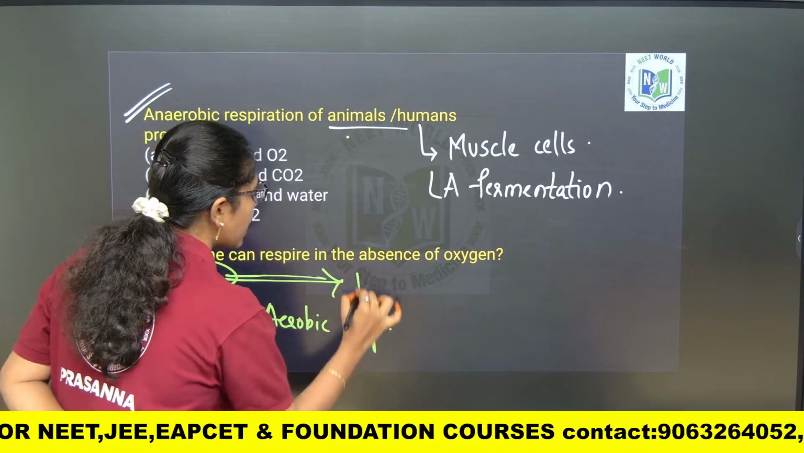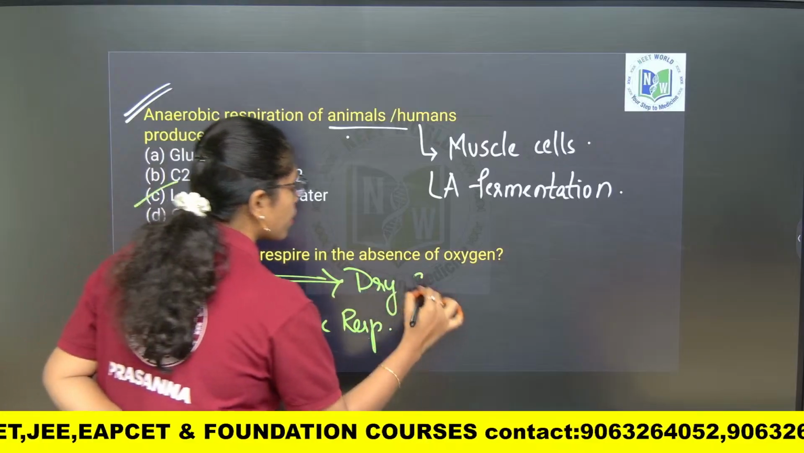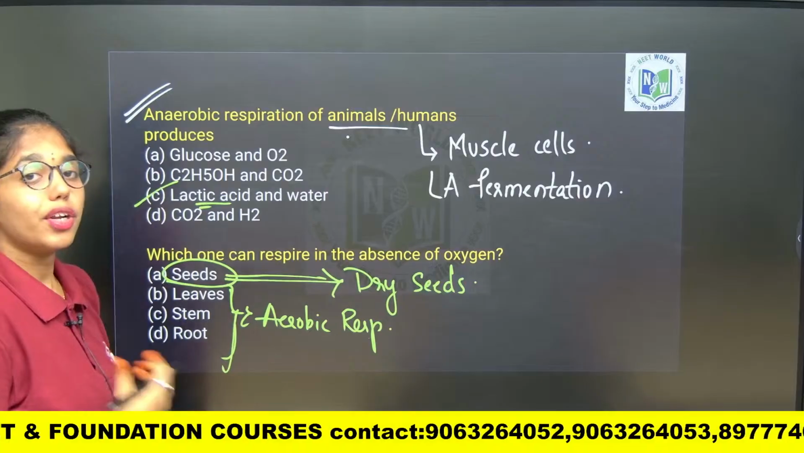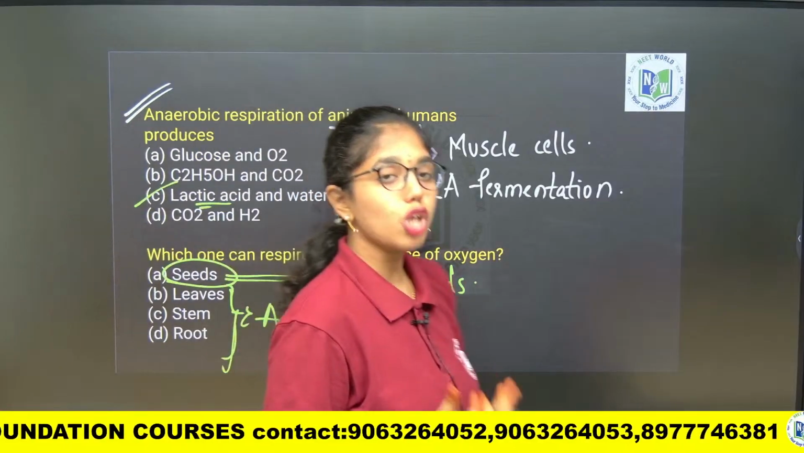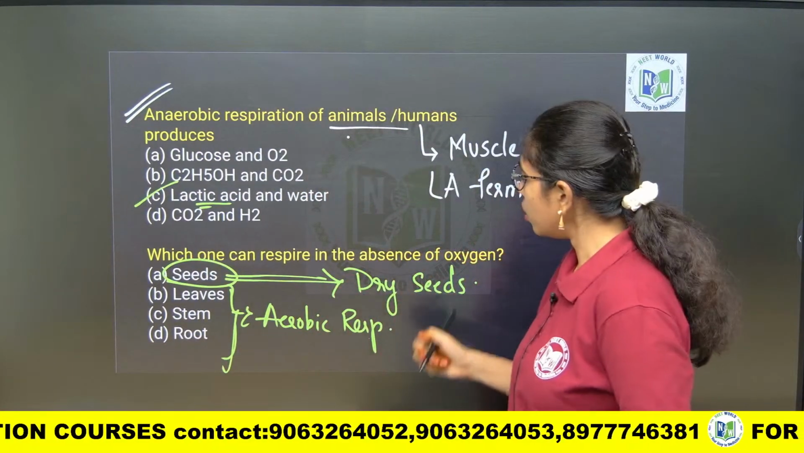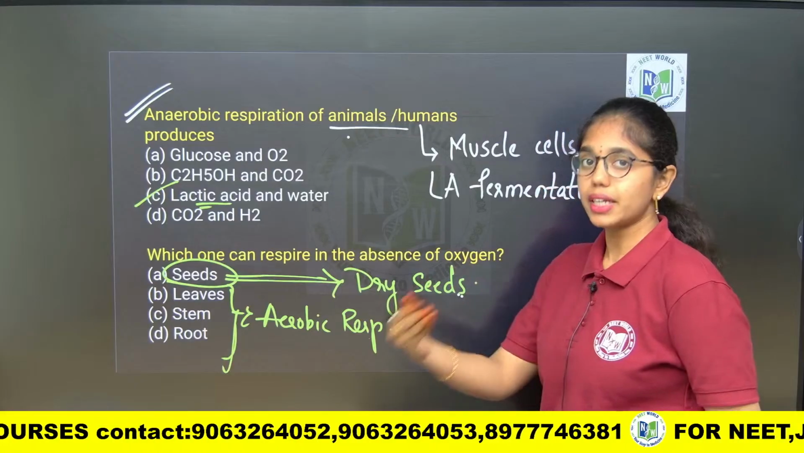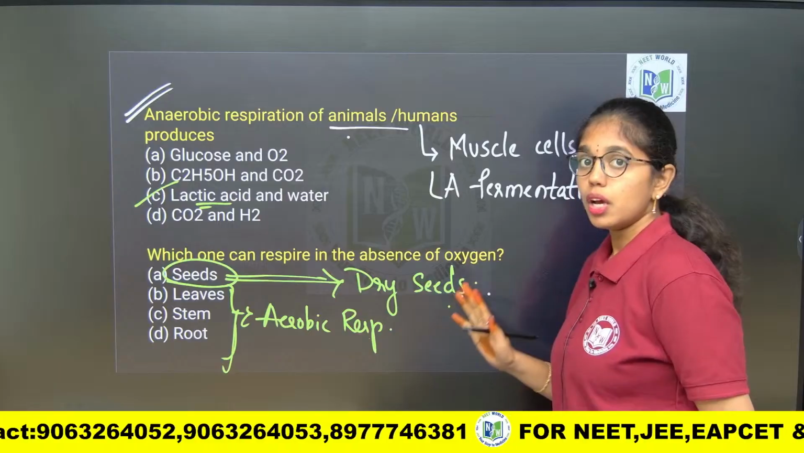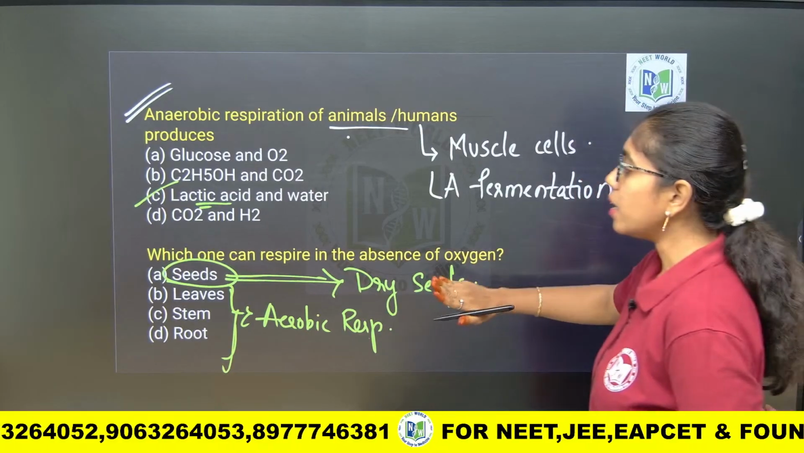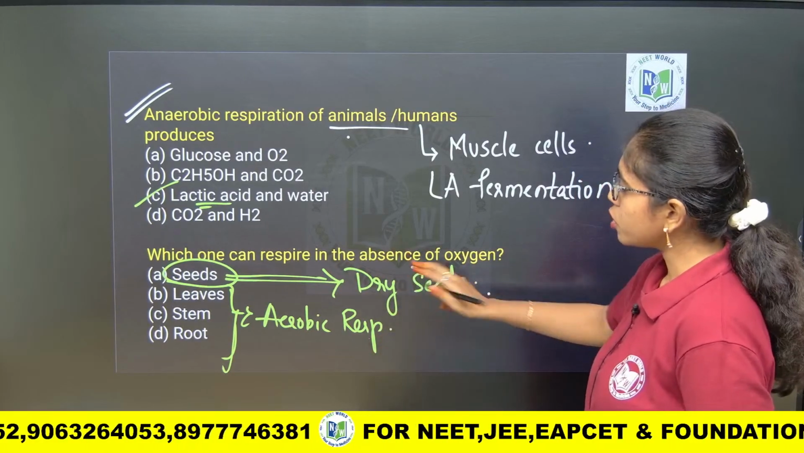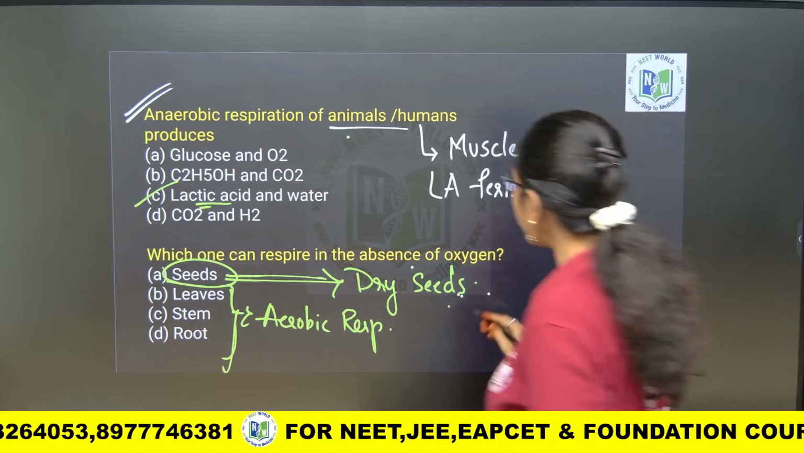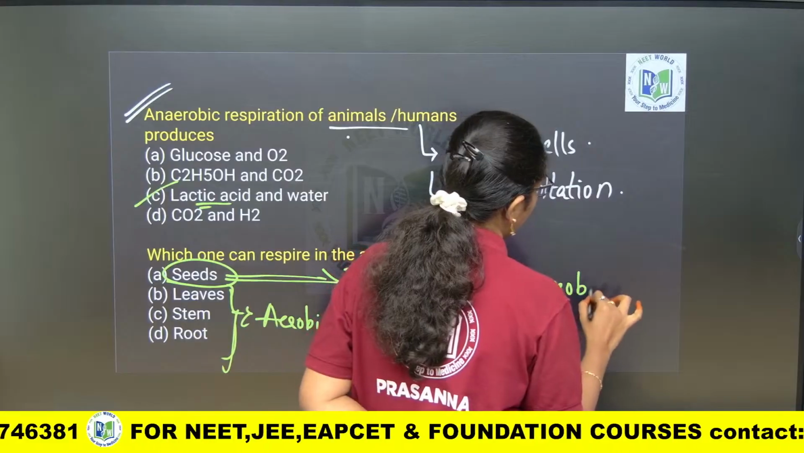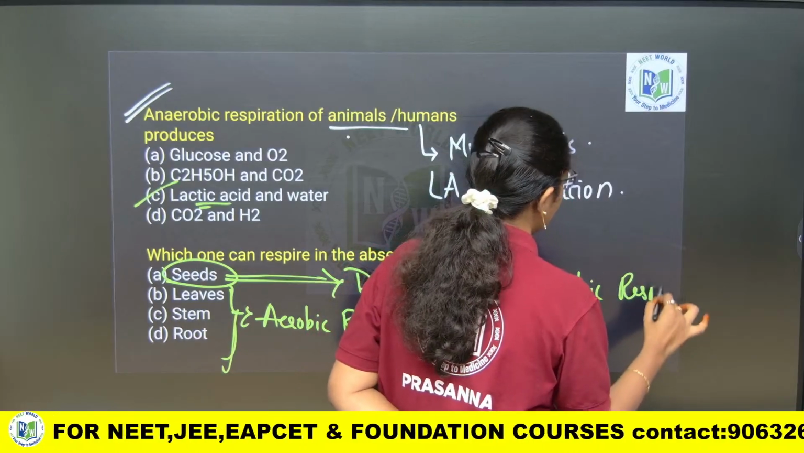Whereas dry seeds, even in the absence of oxygenic conditions, during the time of germination can rely on anaerobic respiration. Do remember that. So, seeds can also respire in the absence of oxygen by conducting what? Anaerobic respiration. Clear, right?